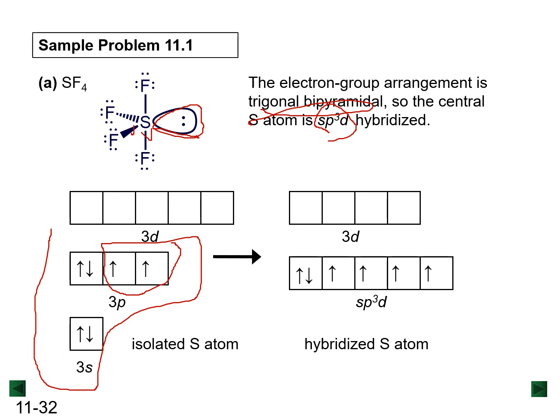What must we do? We must promote 1 electron from this to one of the empty d orbitals here, and S mixes 3p orbital and 1d orbital forming sp3d. Okay, so one of the sp3d orbitals consists of a paired electron that represents the lone pair, and these four sp3d orbitals that have unpaired electrons will be used for bonding with F.